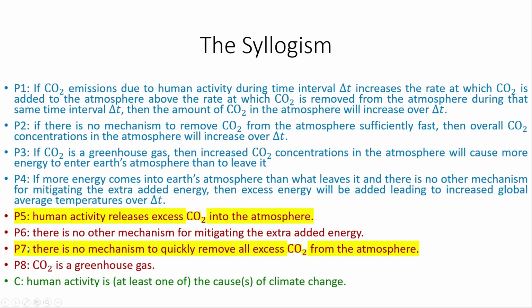P7 has been established somewhat by looking at the graphs showing that the CO2 in the atmosphere is in fact increasing, which is indicative of the fact that there is no mechanism to actually quickly remove the excess CO2 from the atmosphere. So the fact that it's building up is telling us that there is no mechanism to remove it from the air. And these other two here, P6 and P8, which we still have to establish, we'll talk more about P6 in video 3 and P8 in video 4.